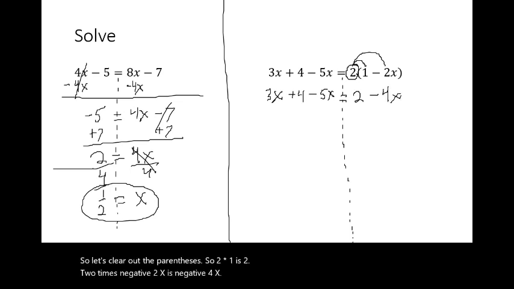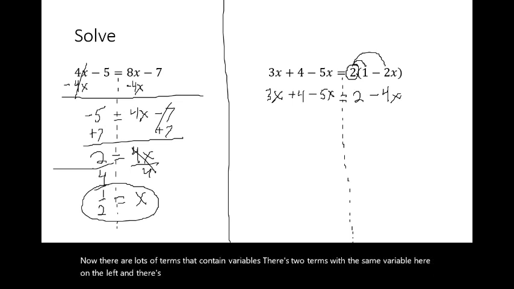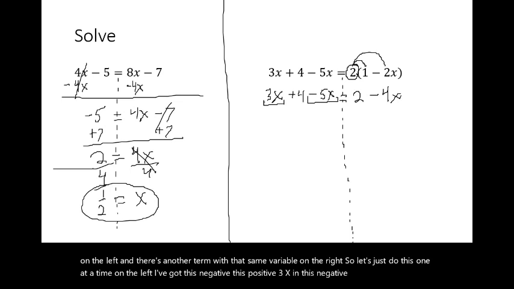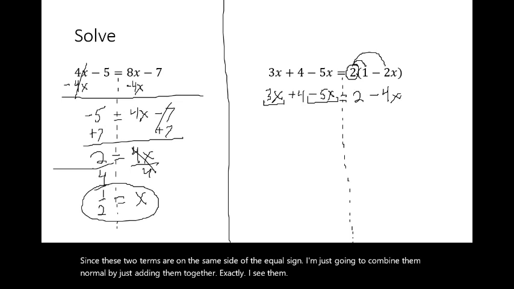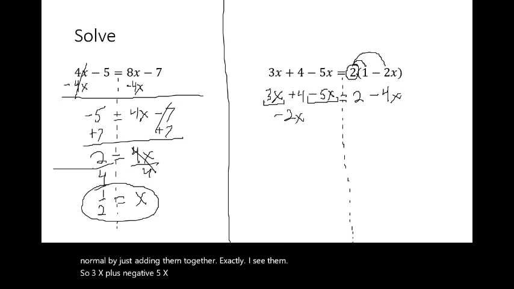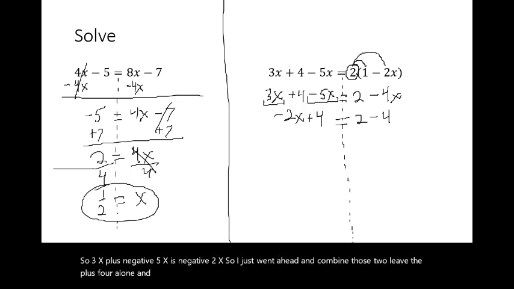Now, there are lots of terms that contain variables. There are 2 terms with the same variable here on the left, and there's another term with that same variable on the right. So let's just do this one at a time. On the left, I've got this positive 3x and this negative 5x. Since these 2 terms are on the same side of the equal sign, I'm just going to combine them like normal by adding them together exactly like I see them. So 3x plus negative 5x is negative 2x. So I just went ahead and combined those two, leave the plus 4 alone, and then leave everything else alone.